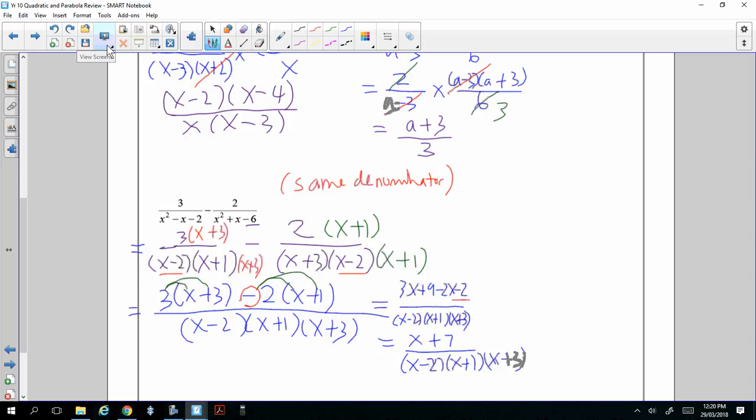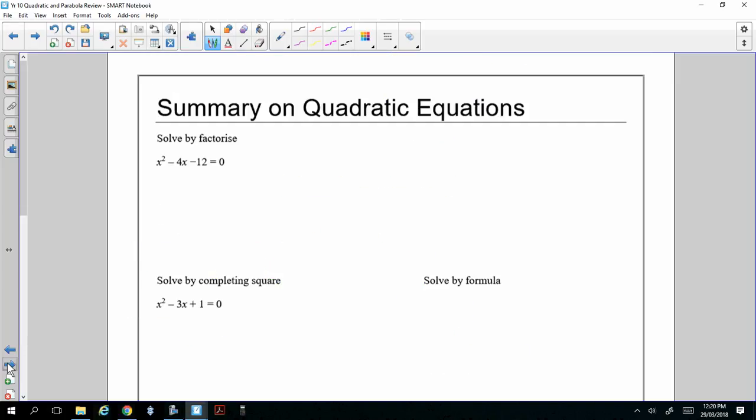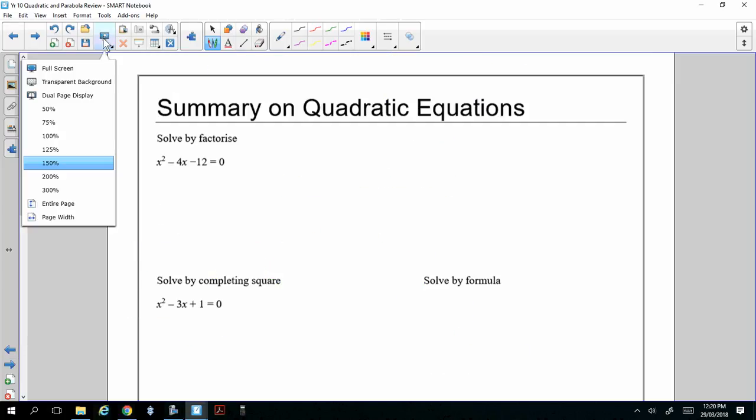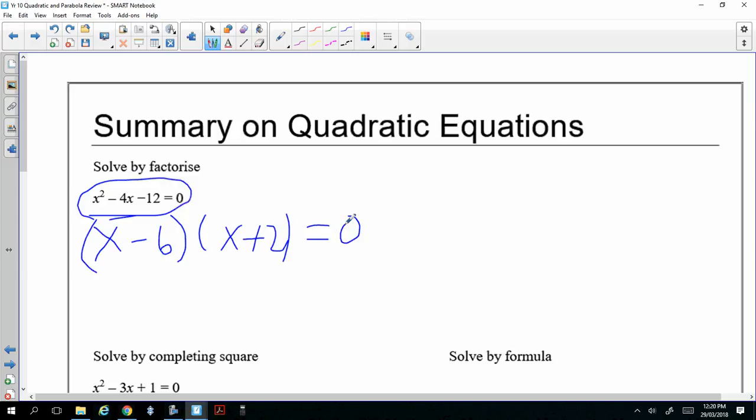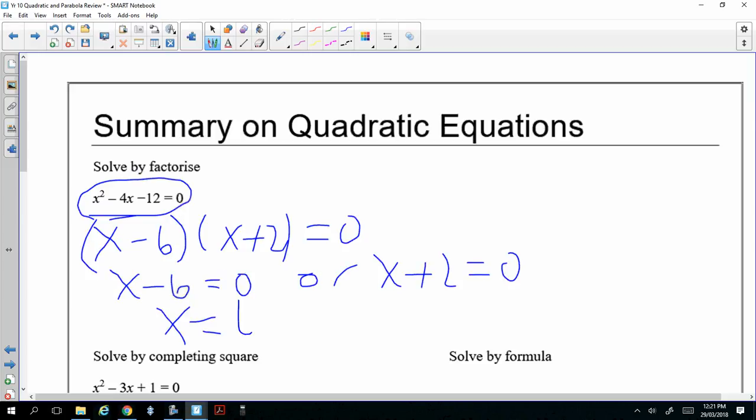Next page, solving equations. There are 3 different methods to solve quadratic equations. The easiest and fastest way is to factorize, if you can. You can tell by looking at it: x minus 6, x plus 2. Then you use the null factor law. You write x minus 6 is 0, or x plus 2 is 0, so x equals 6, or x equals negative 2. This is different from factorizing; this is solving by factorizing. After you factorize, you have to find out what x is. Okay?